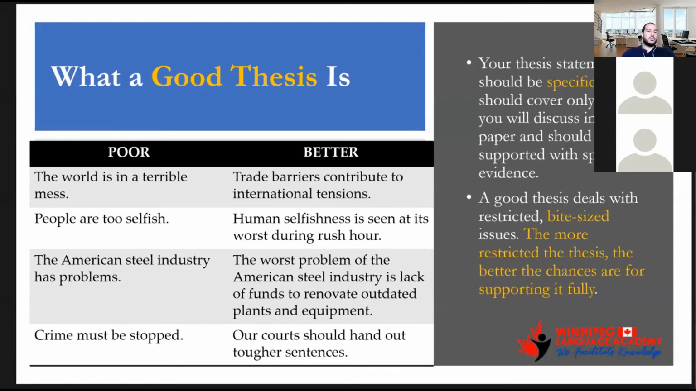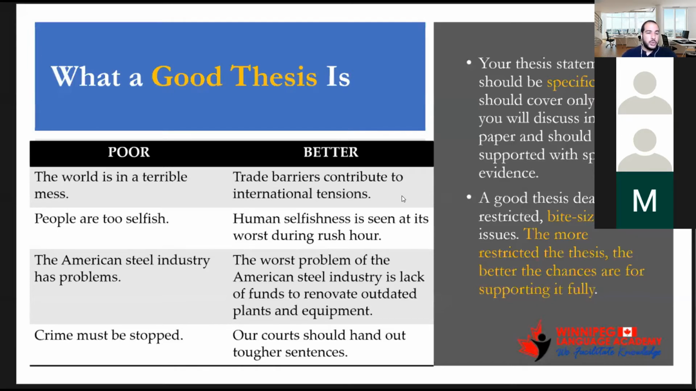Here we have examples. The world is a terrible mess. This is a very general topic. But if you wanted to make it specific, you would go with trade barriers contribute to international tensions. So as a reader, I would be reading about how trade barriers, which is paying taxes to buy something from another country, maybe, or having to wait outside before you get customs approval, maybe this is another barrier. These are things that make international tension. But when I read the world is a terrible mess, yeah, there are thousands and thousands of problems. I can't cover this in one piece of writing.